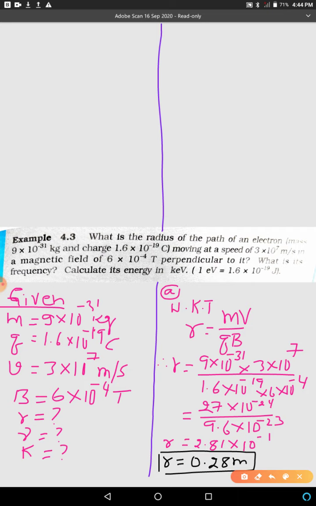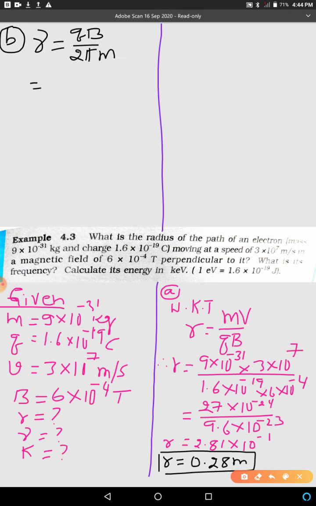See part B, I'll write here part B. The frequency nu is equal to, what is the formula? Frequency nu is equal to qB by 2 pi m. You can observe, qB by 2 pi m.